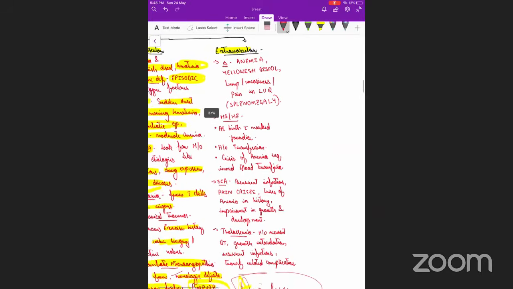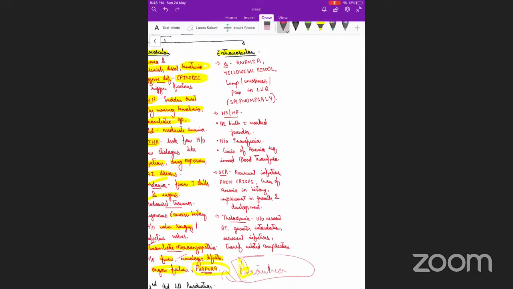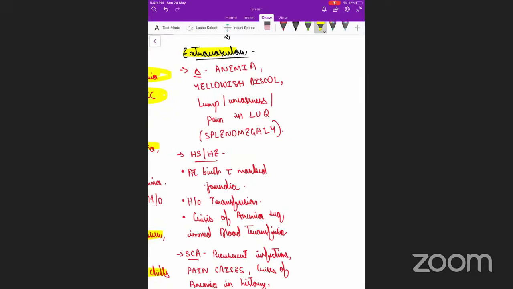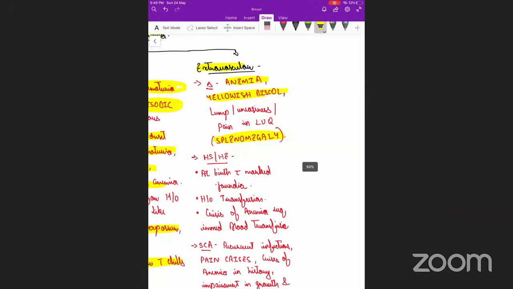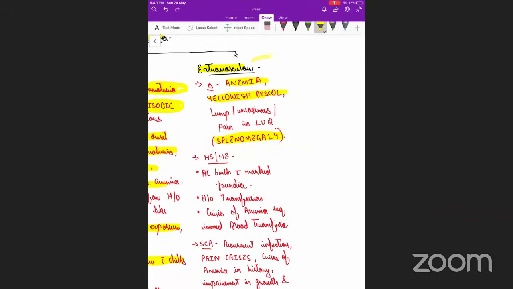Then coming to extravascular hemolysis. Extravascular hemolysis will be a triad of anemia, icterus, yellowish discoloration, and splenomegaly. This is the triad we see in extravascular hemolysis, because here hemolysis takes place in the reticuloendothelial system, mainly in the spleen. So there will be increased destruction of RBCs in the spleen, with more infiltration, which will lead to splenomegaly. So we see splenomegaly over here.